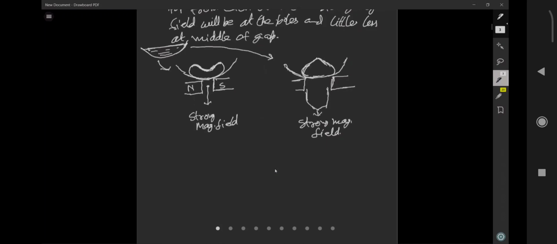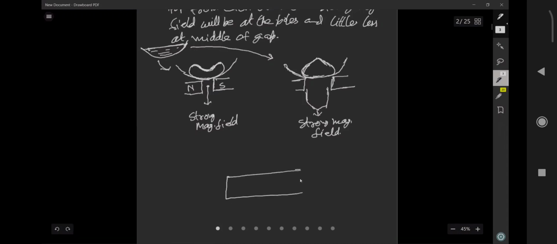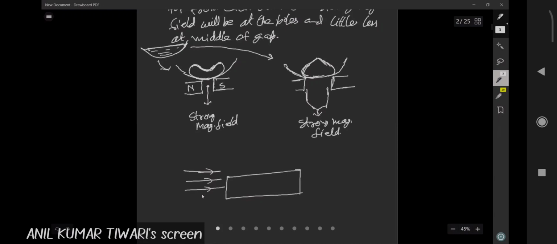Likewise, based on this property, there are many things. If we have a ferromagnetic substance like this, and a diamagnetic one, and the magnetic lines of force are like this, it is placed in a uniform magnetic field.